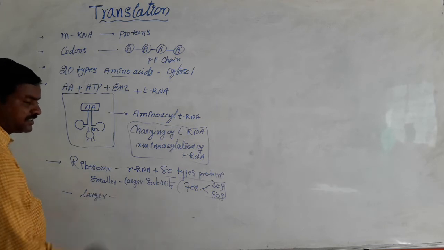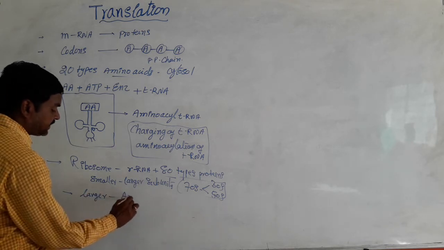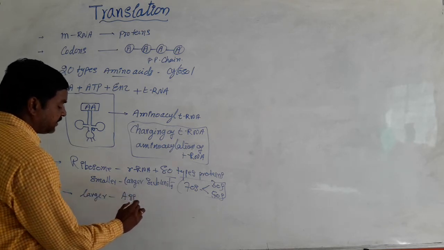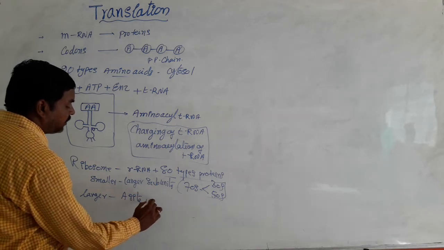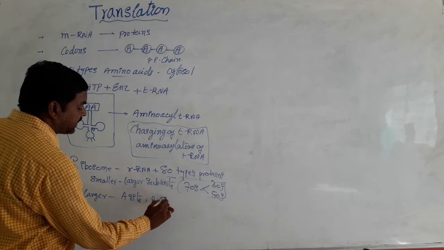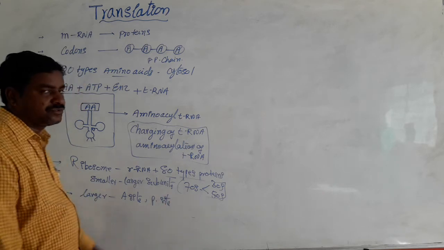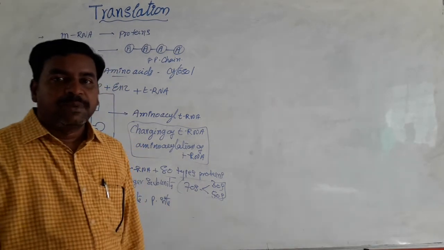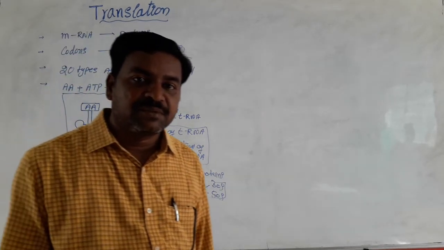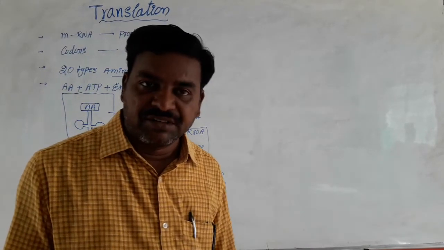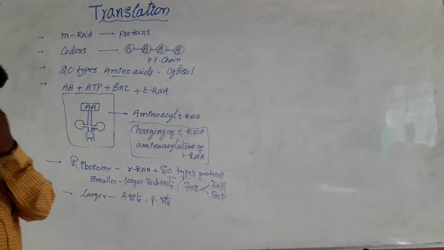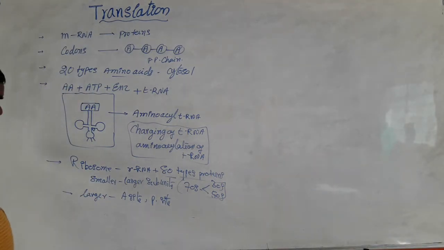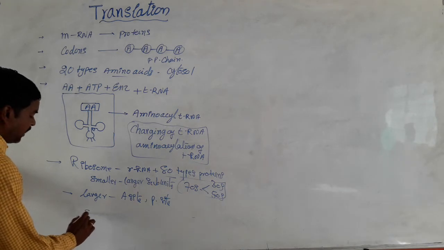Larger subunit also contains A site, amino acylation site, and peptidyl site, P site. There are two sites. Okay, peptidyl transferase enzyme, which is responsible for peptide bond formation, is also available. A site and P site. There are two sites. First, the smaller subunit.